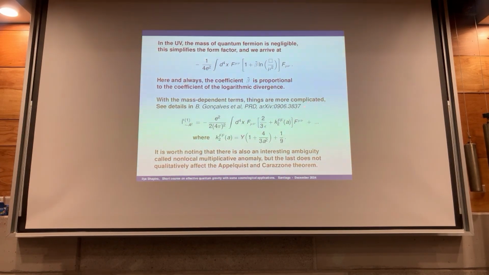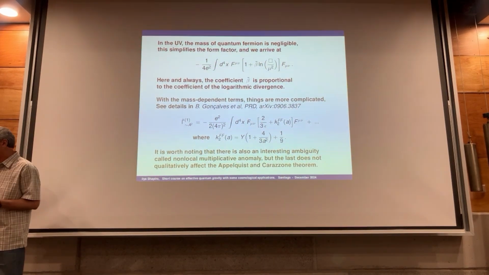In reality, if we calculate this form factor, it's much more complicated. So you have this expression, so it's not log at all. Then you have this guy. It boils down to log in the ultraviolet, of course, yes. But there are some other tricks you can see in this paper, like multiplicative anomaly and whatever.